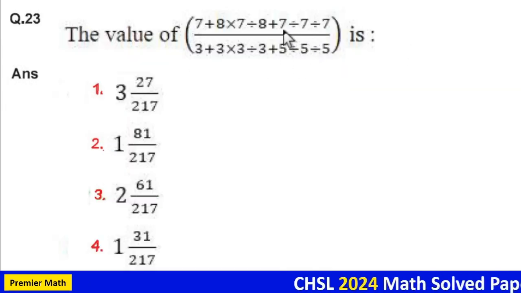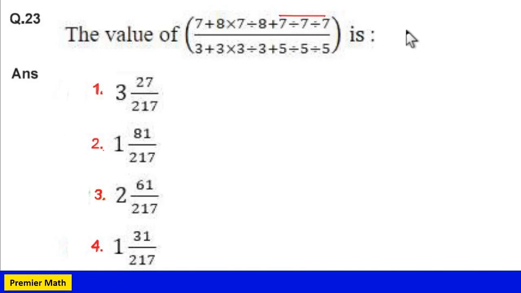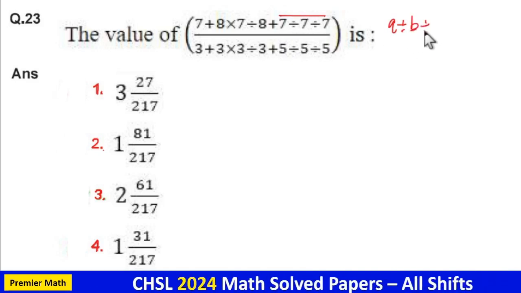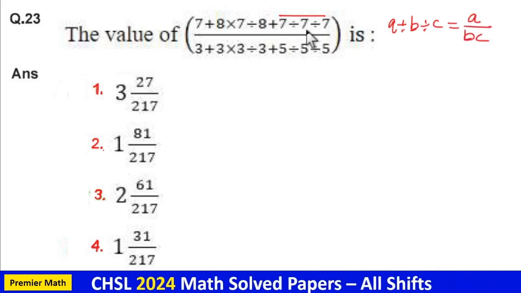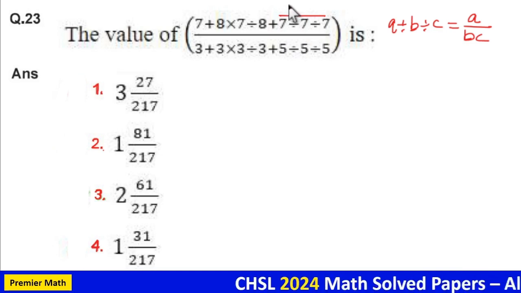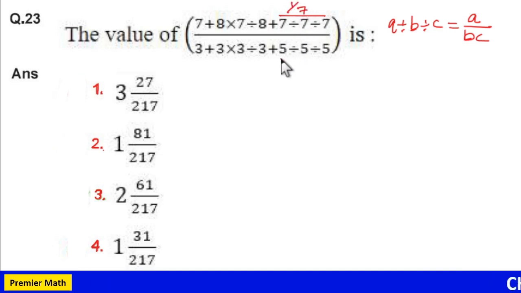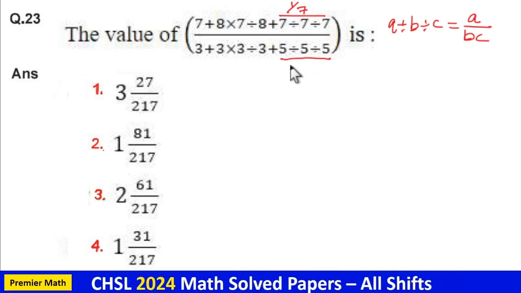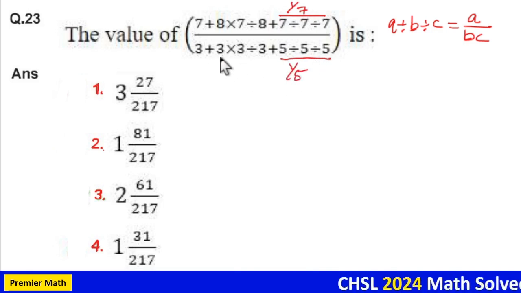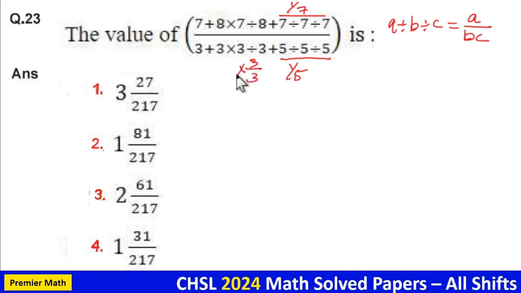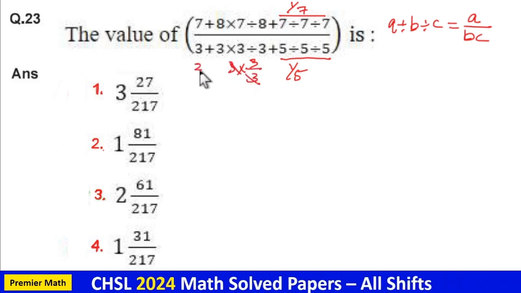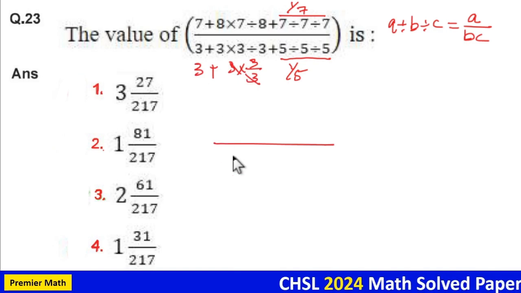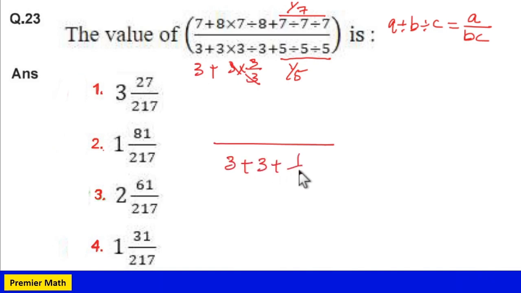Find the value of the following. Here 7 by 7 by 7. This is in the form of a by b by c. So a by b by c is equal to a by bc. Same way, 7 by 7 by 7 means 7 by 49, which is equal to 1 by 7. Here 5 by 5 by 5 means 5 by 25, which is 1 by 5. Here 3 into 3 divided by 3. Here 3 by 3 into 3. This will become 3 by 3 into 3, which is equal to 3. So here in the denominator you have 3 plus 1 by 5.